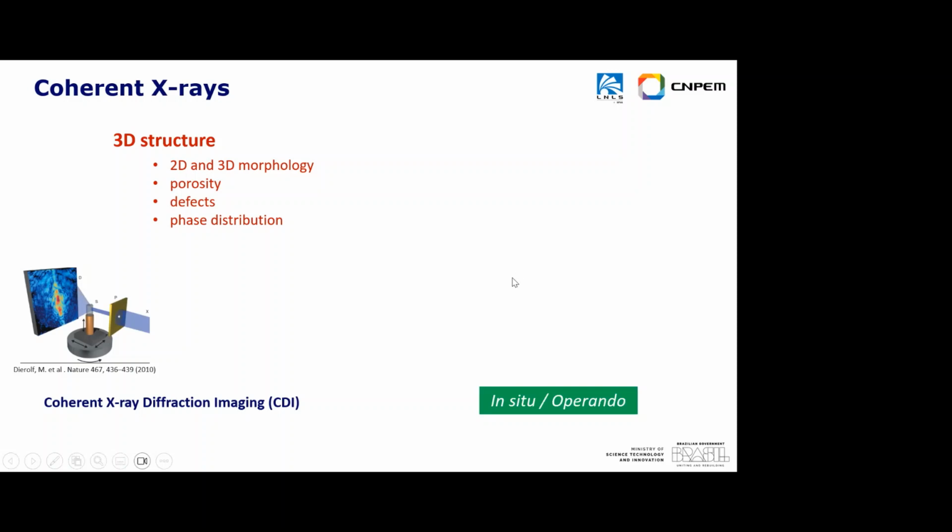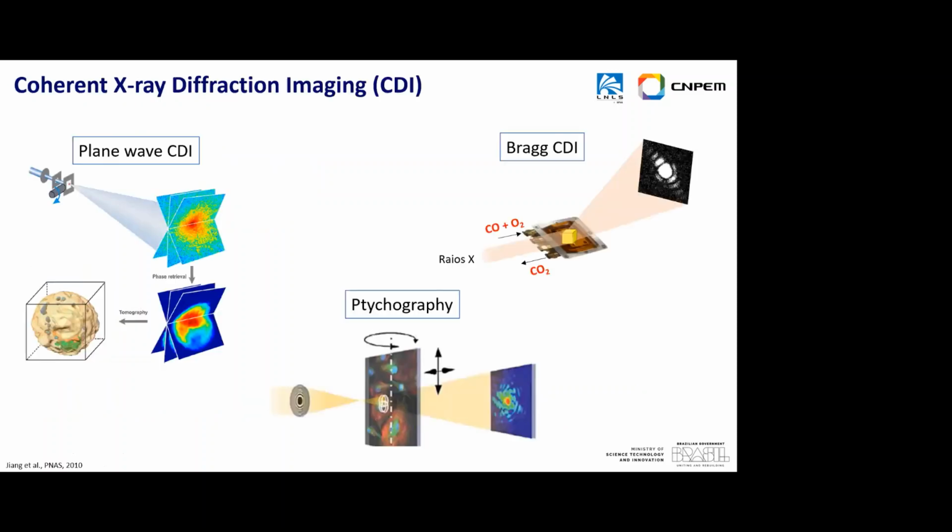Okay. So for the second part, I will show you another technique that we have available here at Coherent, the Coherent X-ray Diffraction Imaging, CDI, that allows us to study 2D and 3D morphology, porosity, defects, phase distribution, and so on. In coherent X-ray diffraction imaging, we have three different techniques, related to how we collect the data. The first one is called plane wave CDI. So it's the same thing I showed you before. Using this coherent beam, we have this speckle pattern.